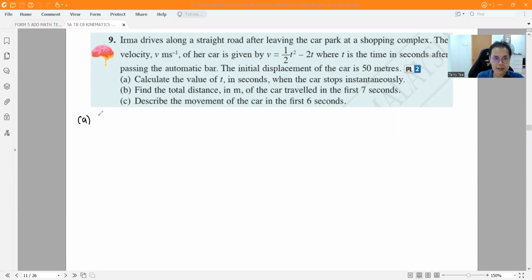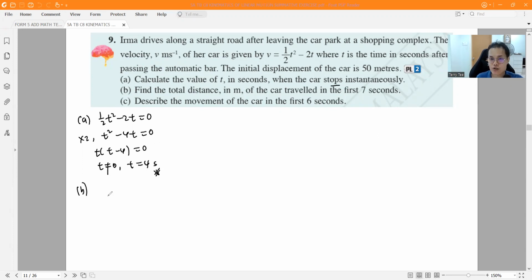The car stopped instantaneously when v is 0. I can multiply by 2 to get rid of the fraction, so that it's easier for us to factorize. Now here we have a common factor. I can take out t minus 4, right? So the car stopped instantaneously when t is 0 or t is 4, but we don't take t equals 0. Why? Because when she starts to drive, t is 0, so that is starting from rest. It stopped instantaneously after it started to move, when t is 4.